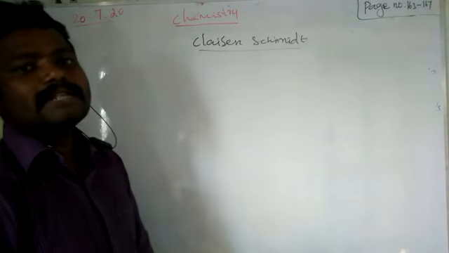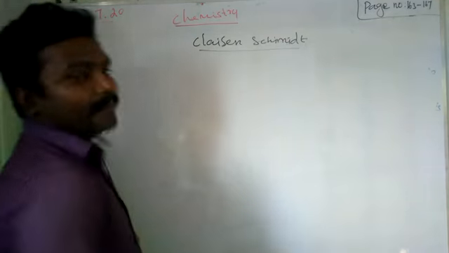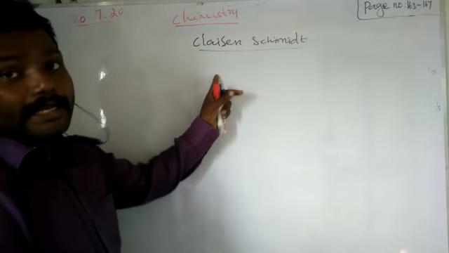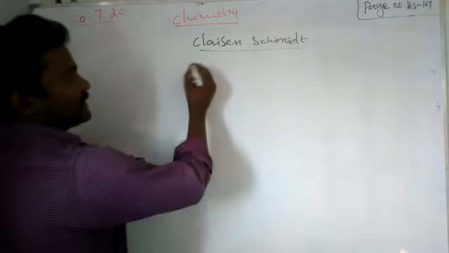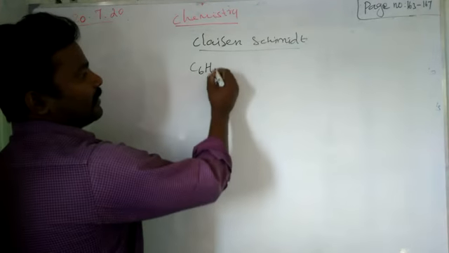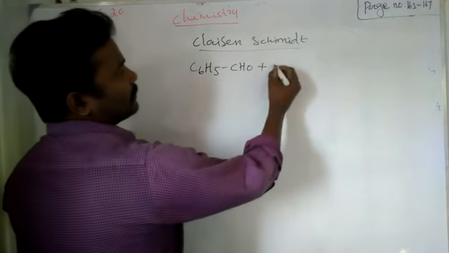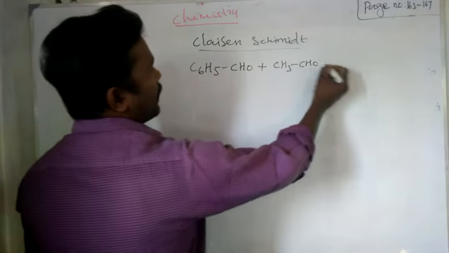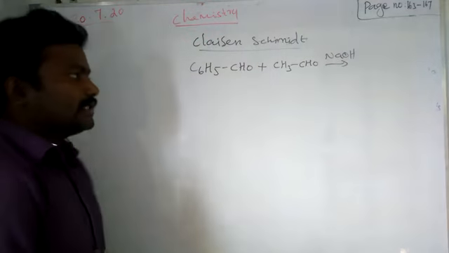What do you mean by unsaturated? Which may have a double bond. Yes, in this Claisen-Schmidt, the first reaction we are going to take is benzaldehyde, an aromatic aldehyde, with an aldehyde like acetaldehyde: C6H5CHO plus acetaldehyde CH3CHO. Here also we are going to take the base as a catalyst, NaOH.